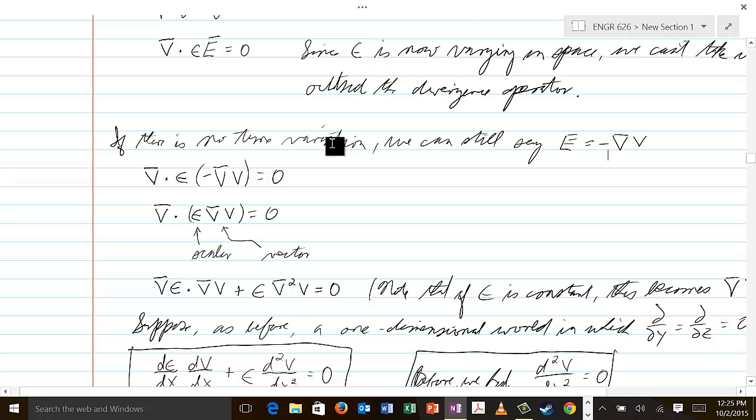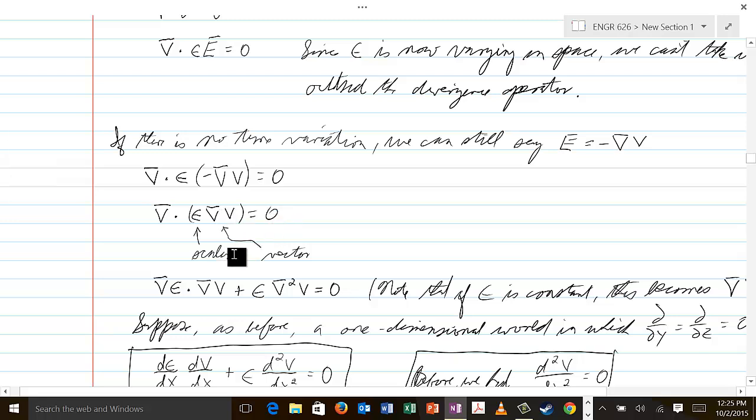If there's no time variation, it's still okay for us to define an electric potential V that is related to E in this way: E is equal to the negative of the gradient of V. We'll plug that in for E, and then we can pull the negative sign outside the divergence operator and multiply by a negative sign to get rid of it. And so this becomes the divergence of epsilon times the gradient of V is equal to 0.